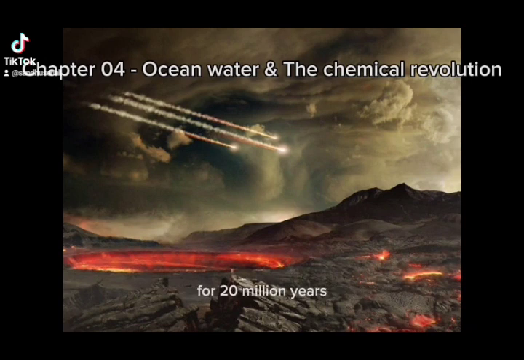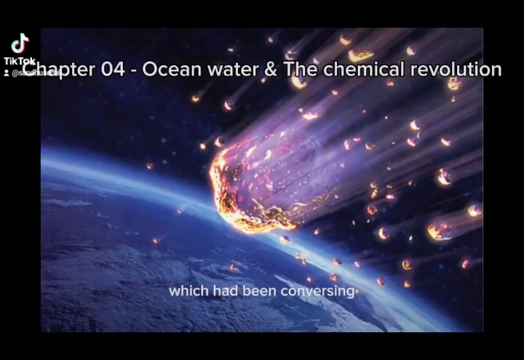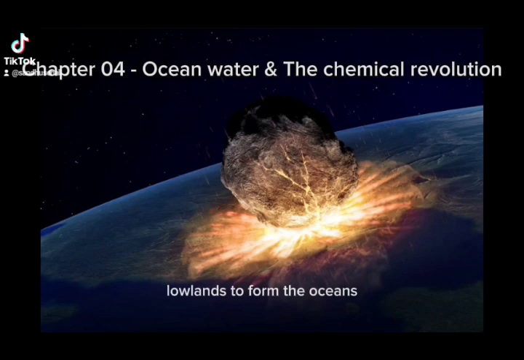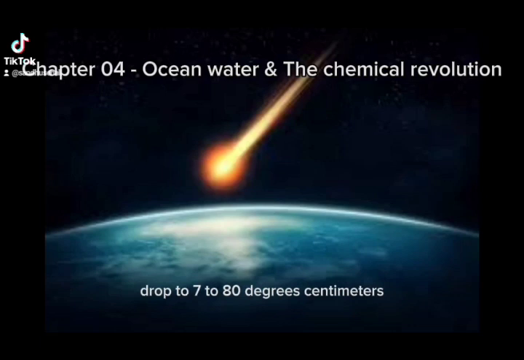For 20 million years, these meteorites and the rains cooled the Earth, which had been convulsing. The Earth became a huge pan. The cool craters on the Earth's surface were filled with water, which overflowed and flowed down to the lowlands to form the oceans. The Earth was covered by a layer of water. At the same time, the temperature of the atmosphere dropped to 70 to 80 degrees centigrade.